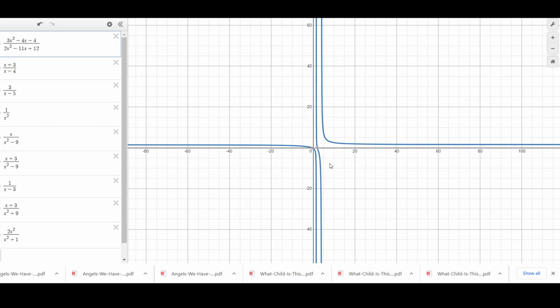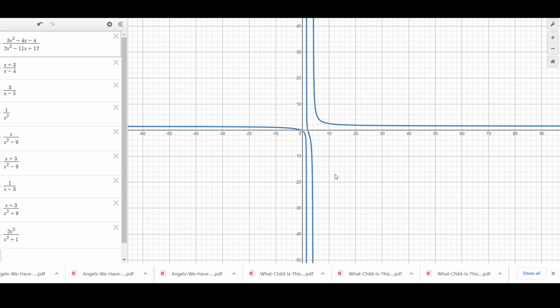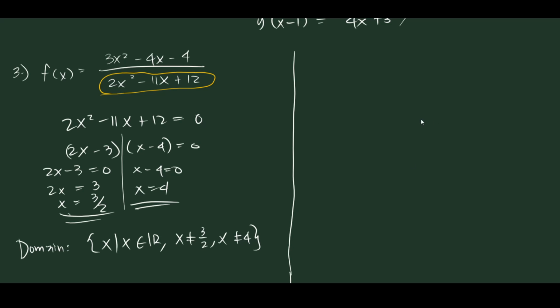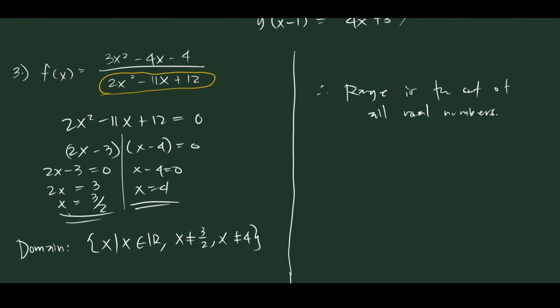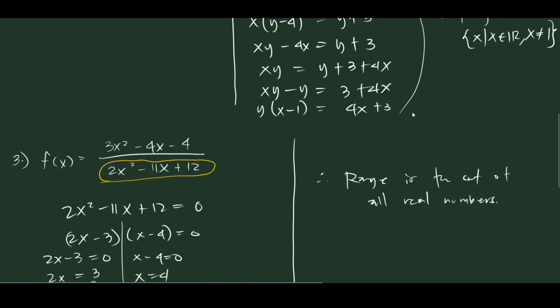If you evaluate the graph, the range ranges from negative infinity to positive infinity. So therefore, we'll just write here, the range is the set of all real numbers. Okay. So that's it for finding the domain and range of rational functions.